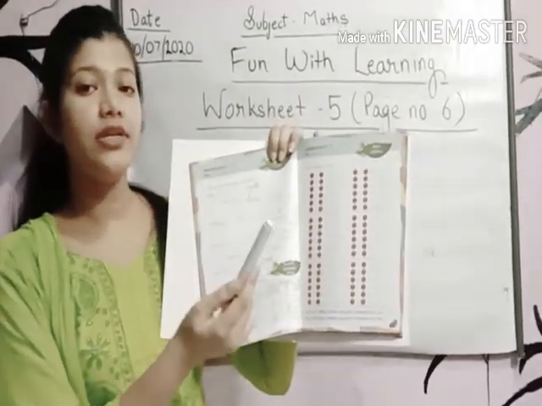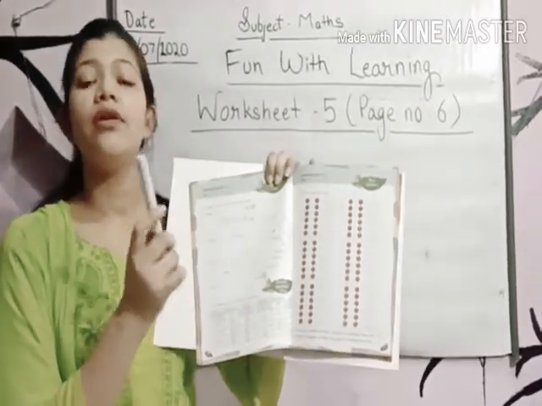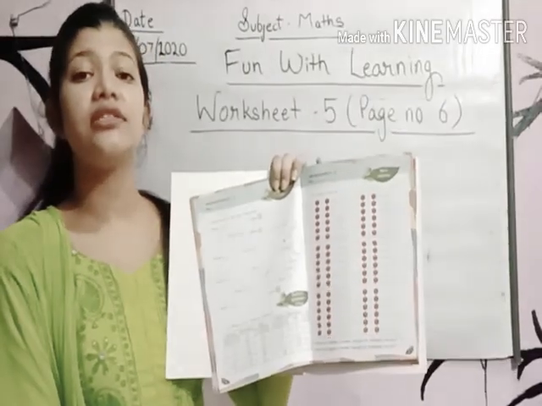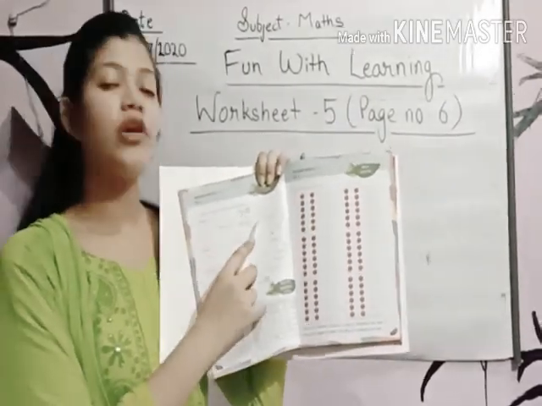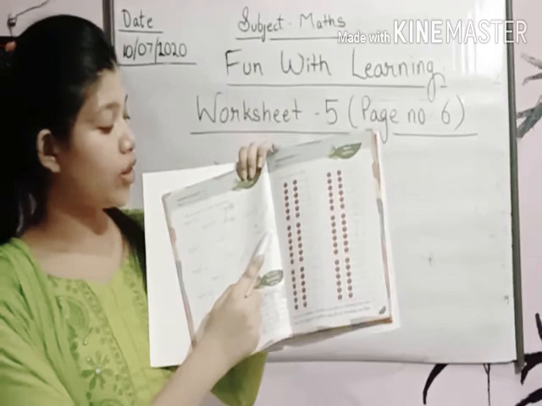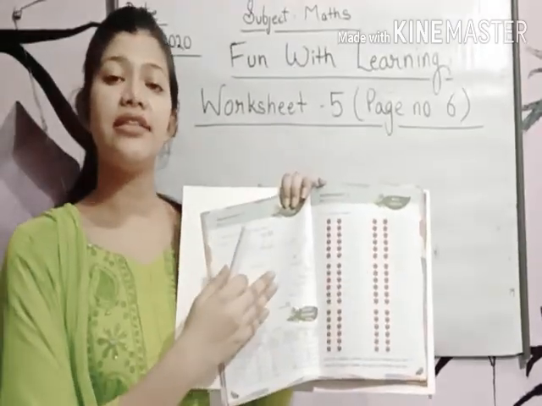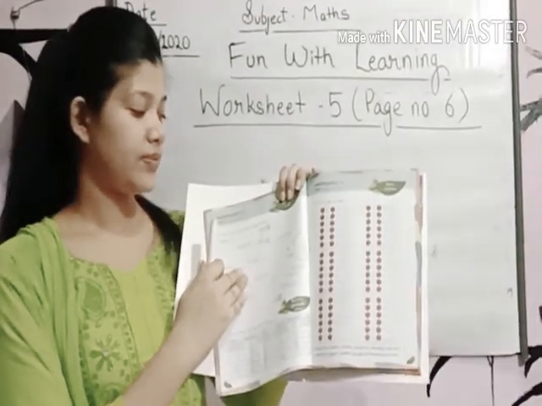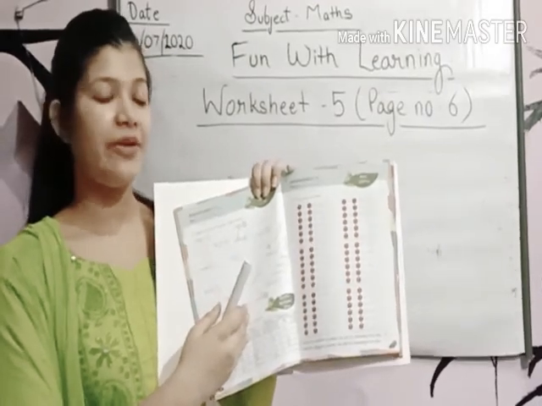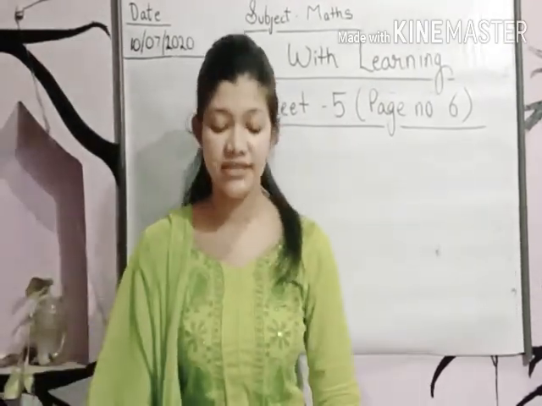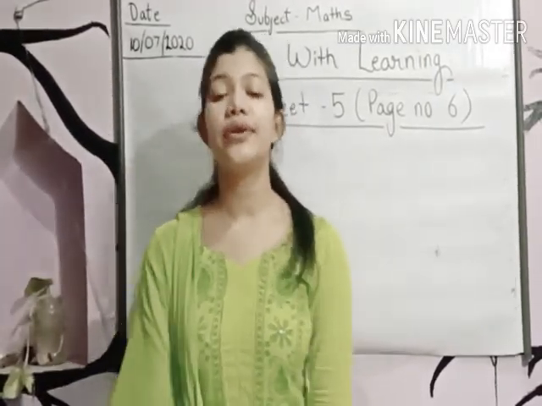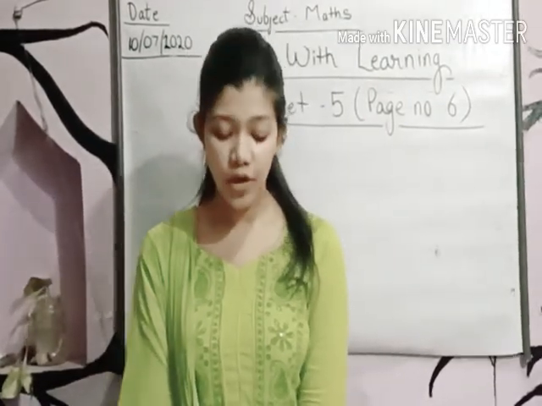Now what comes after 1? That is 2. Find which question's sum is 2, and then draw a line there. Then you will draw a line to number 3, then to number 4, then to number 5. Like this you have to complete these dots. Clear? And then tell me which shape you are forming here. Complete this exercise with the help of a pencil. Don't use a pen, don't use a sketch pen. I hope you can do this.